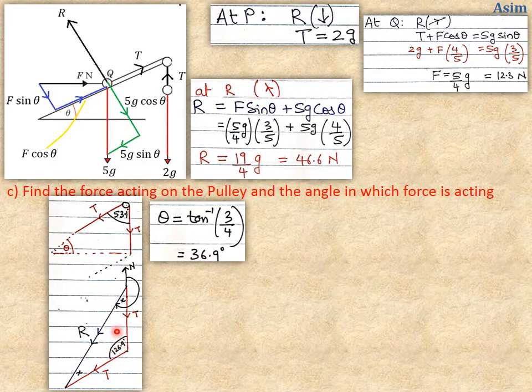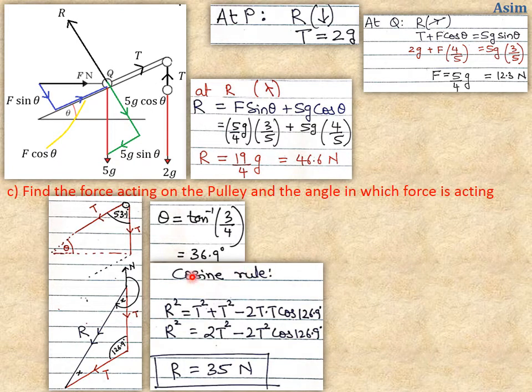Hope everything is clear. Now let's move ahead. You know two sides, you know the angle. We studied in P2 that we can use the cosine rule in maths to find this resultant vector. Using the cosine rule, I can say R squared is T squared plus T squared minus 2T into T cos 126.9. You know T already from here, T is 2g. Just substitute, everything is known, do the square root, you get R as 35 Newton. This is the force acting on the pulley.